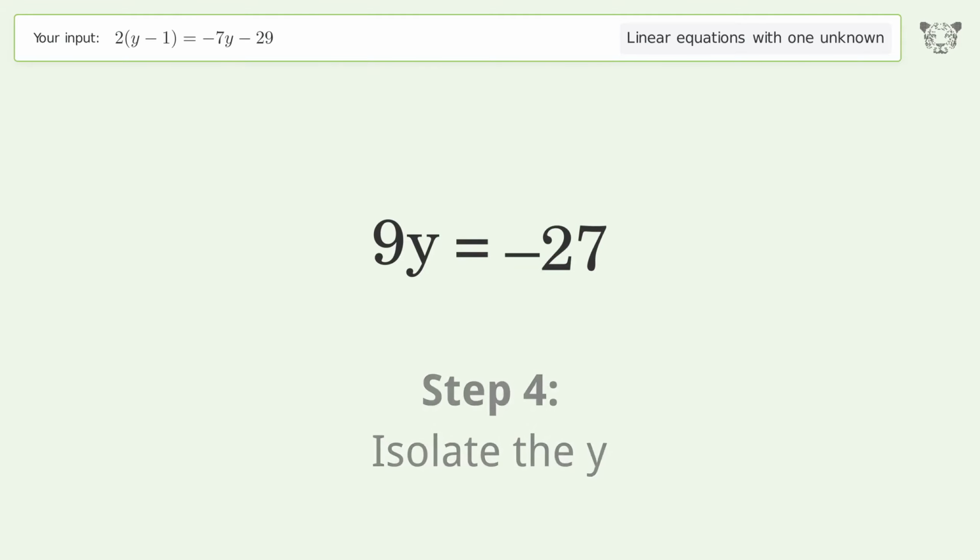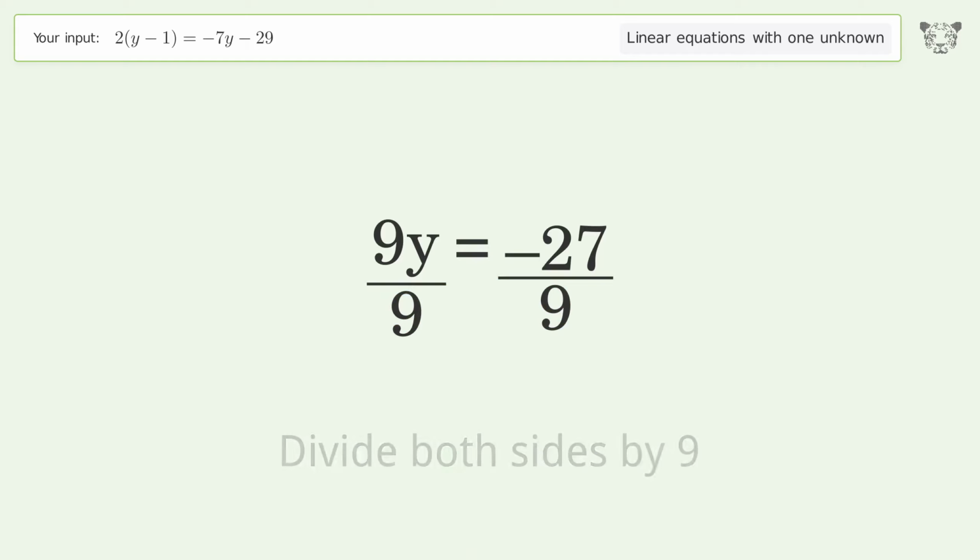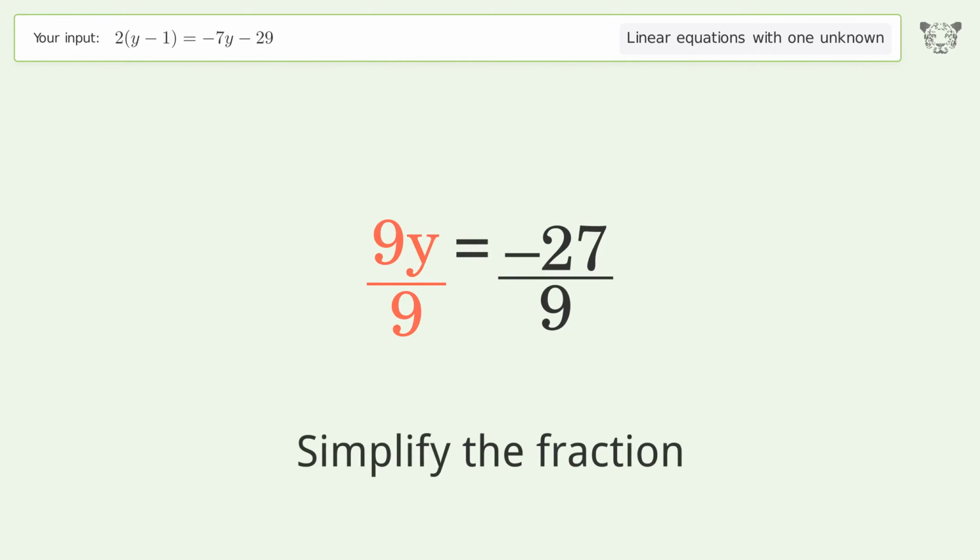Isolate the y. Divide both sides by 9. Simplify the fraction.